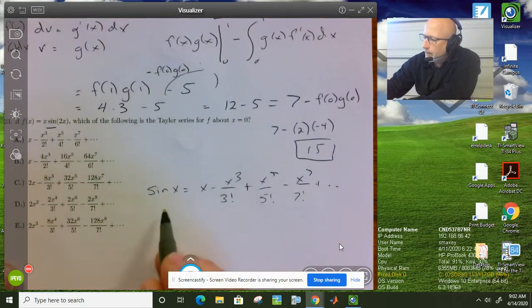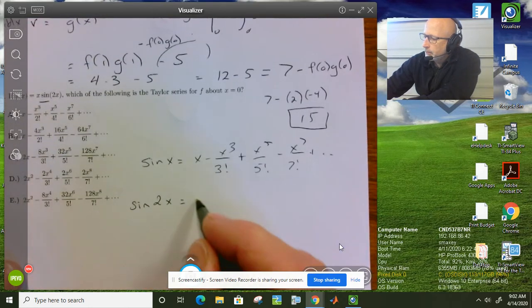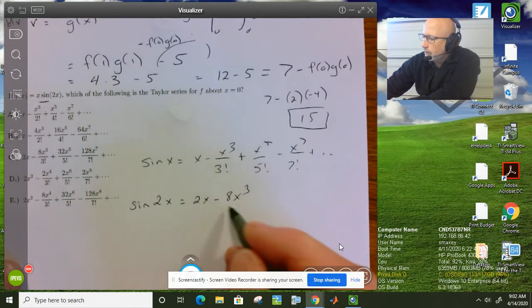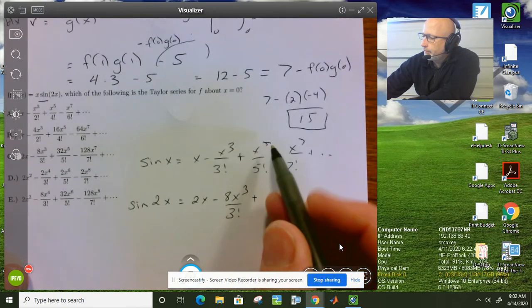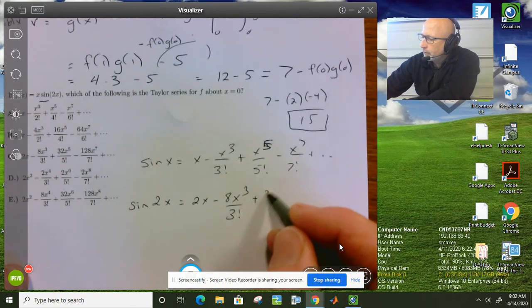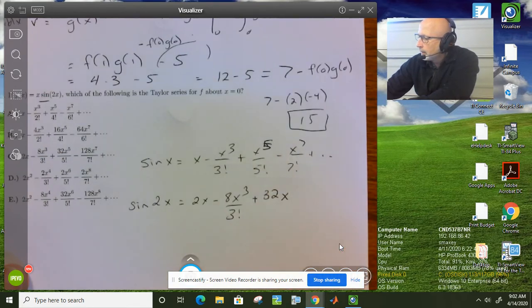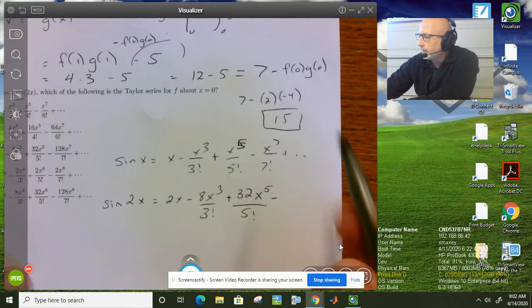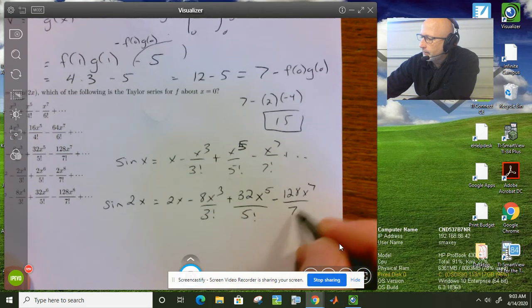So if I have sine of 2x, I just plug a 2x in everywhere there's an x. This is going to be 2x minus 2x cubed. So this is 8x cubed over 3 factorial plus 2 to the 5th, which is 32, times x to the 5th power all over 5 factorial. And then minus, so 2 to the 7th is 128, x to the 7th all over 7 factorial.